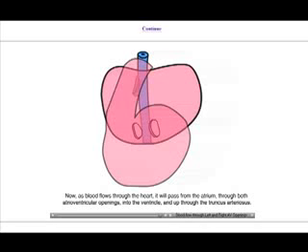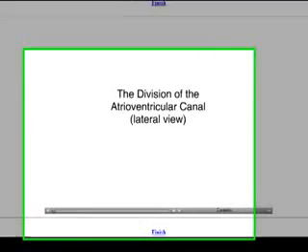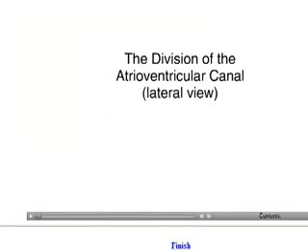Now what we're going to do is see the same animation, but from a side or lateral view. So as I click continue, the atrioventricular canal, lateral view.